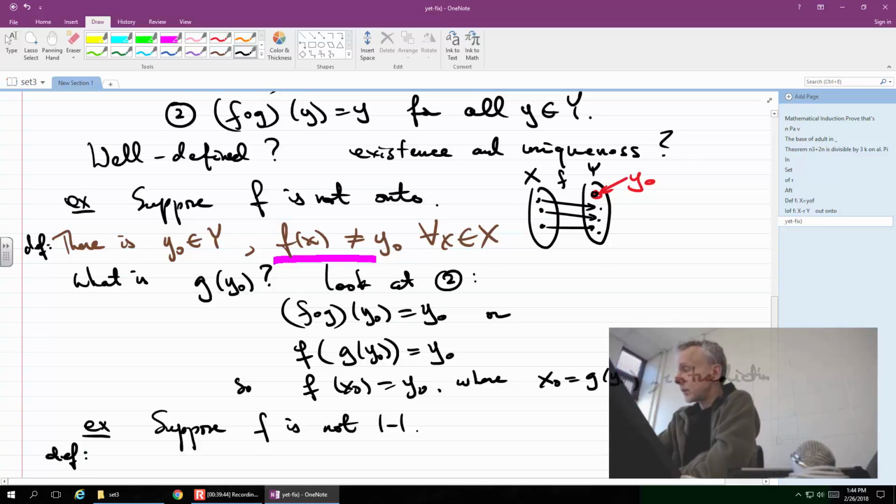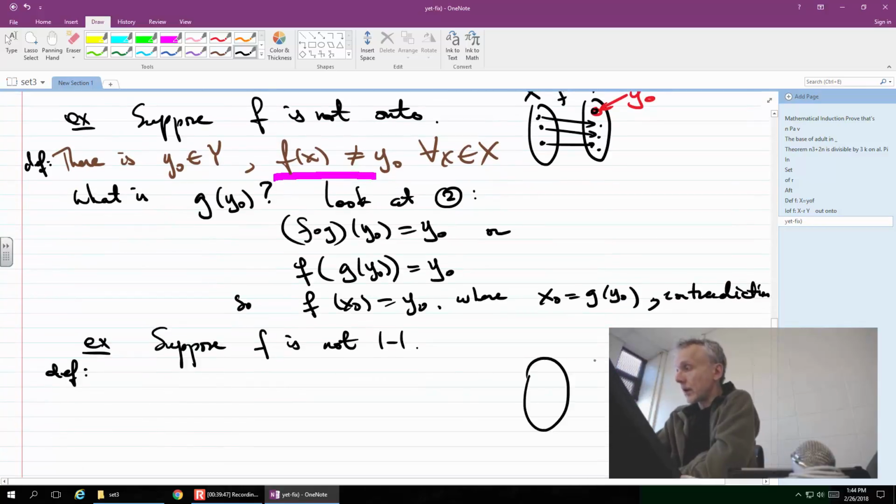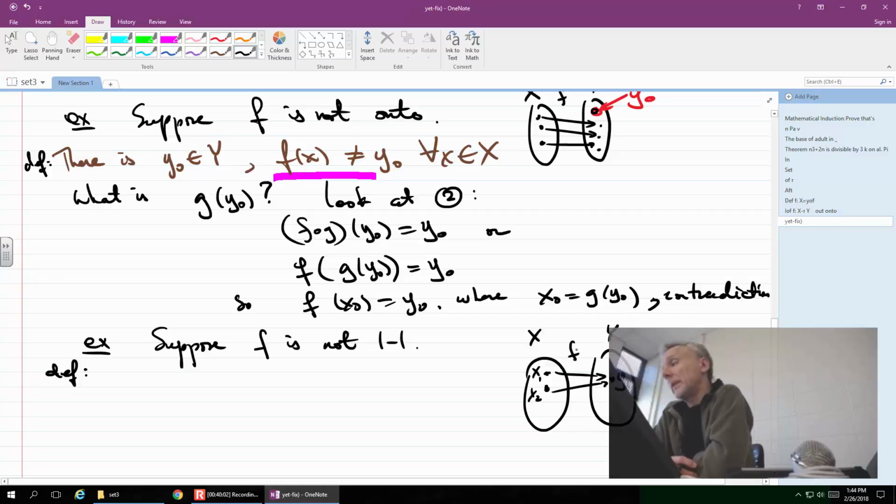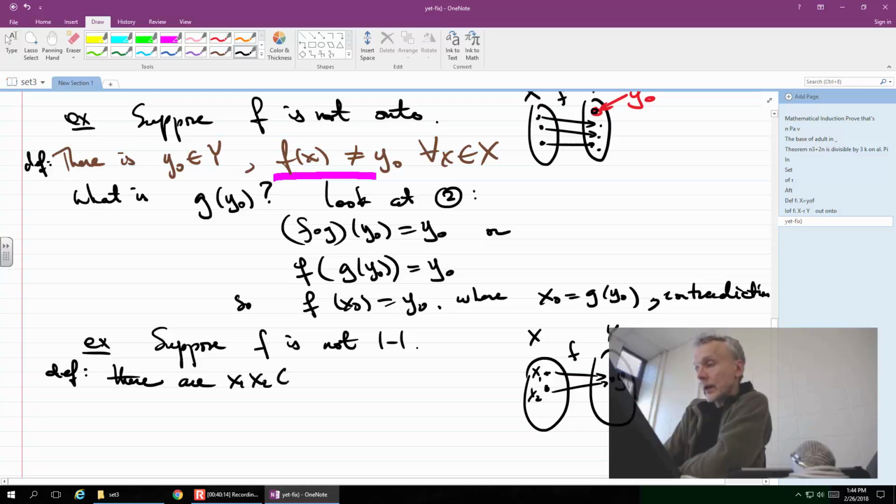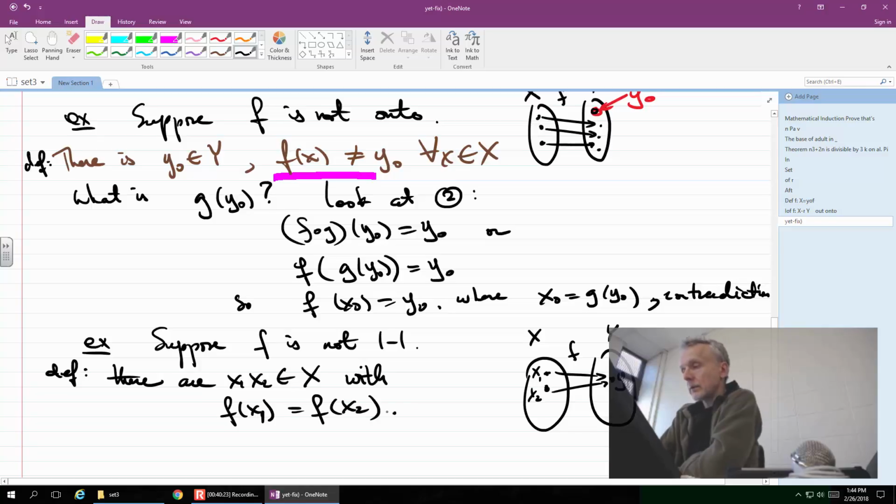Remember that picture? Well, let's have that picture. Once again we have a diagram to at least have an idea of why it cannot possibly work out. Say we have x1, x2, and then under f they go to the same value of, say, y1. That's what not 1-to-1 means. When you have that visualization, I write it out from the definition. So there are x1, x2 in X with f of x1 equal to f of x2. That's what it means for a function not to be one-to-one.